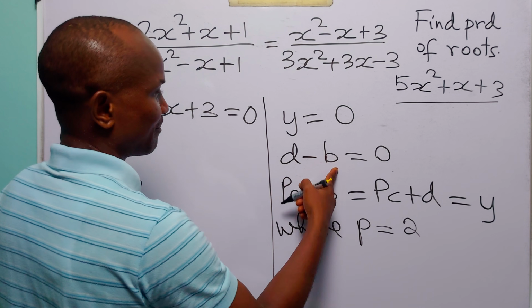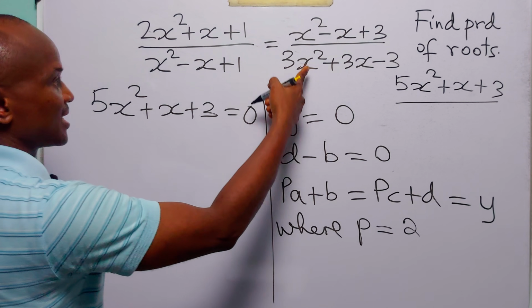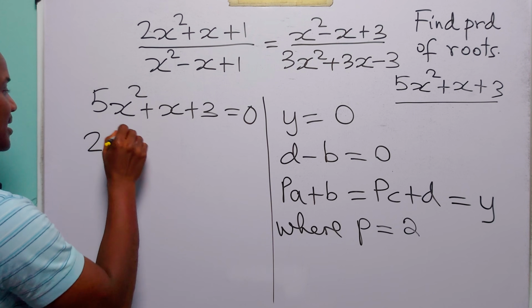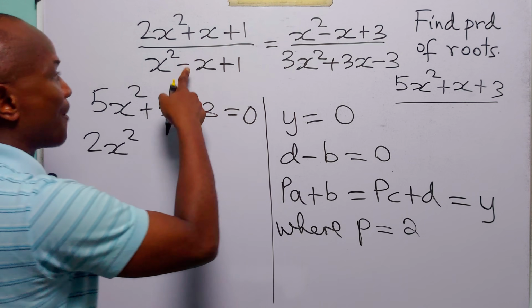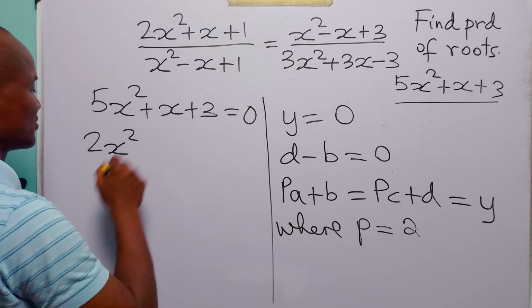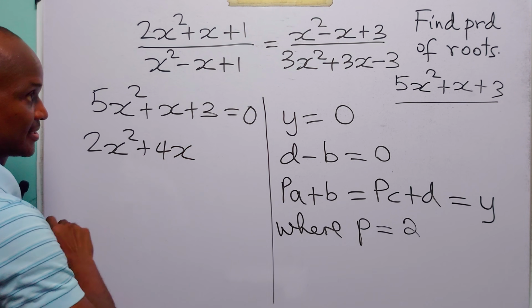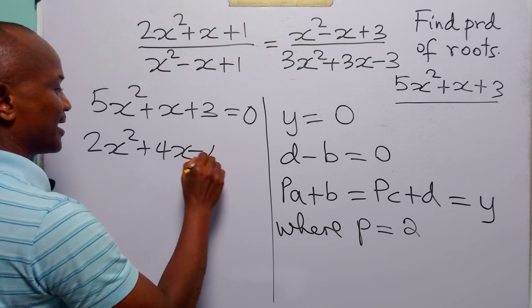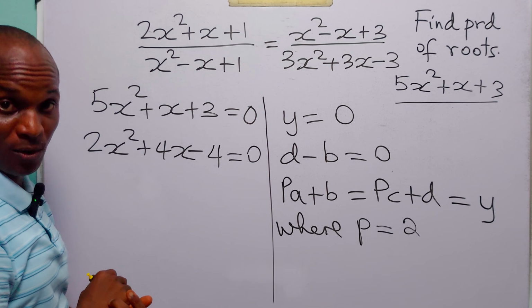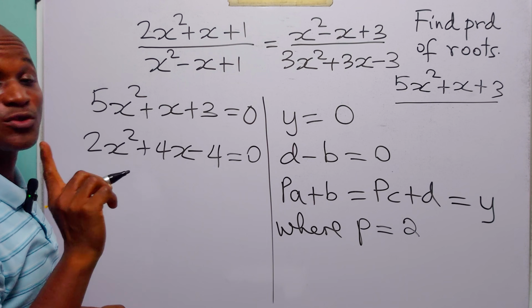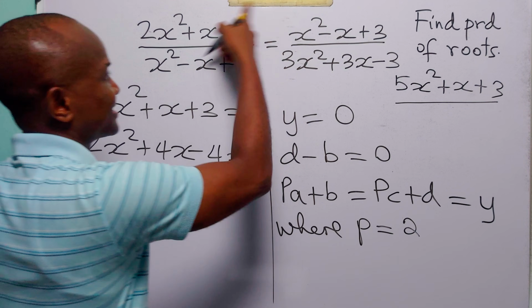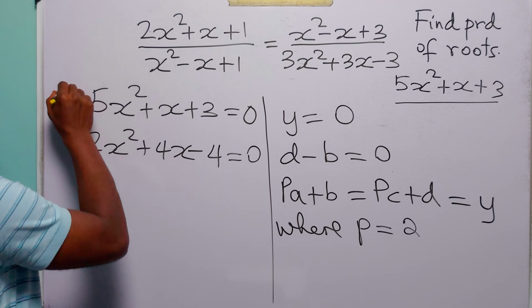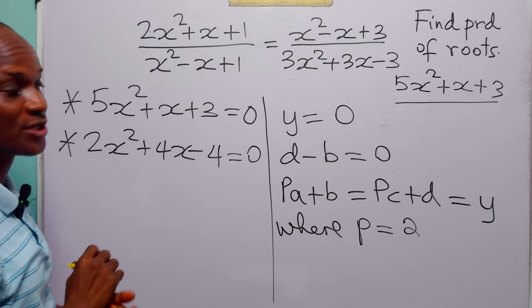Then we have D minus B, that is this minus this. 3x squared minus x squared is going to give us 2x squared. 3x minus x is going to give us plus 4x. And minus 3 minus 1 is going to give us minus 4. Now this is going to be equal to 0. So this simply means that to find all the values of x that satisfy this algebraic equation, we now have to solve just these two quadratic equations.